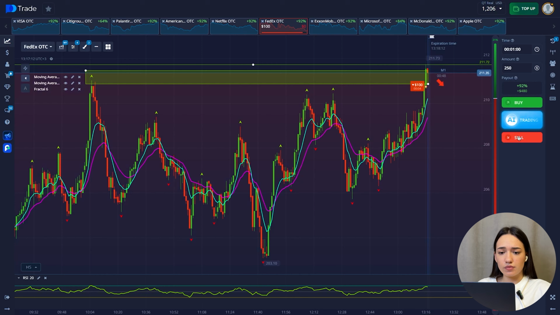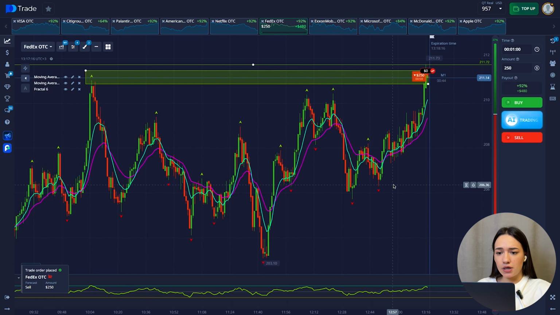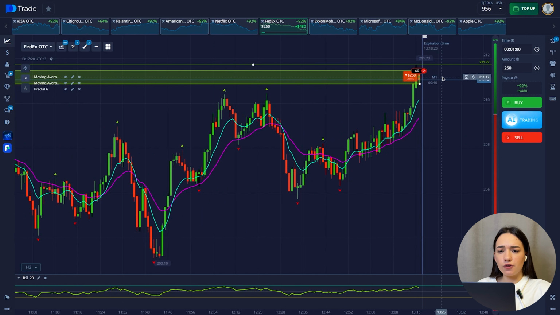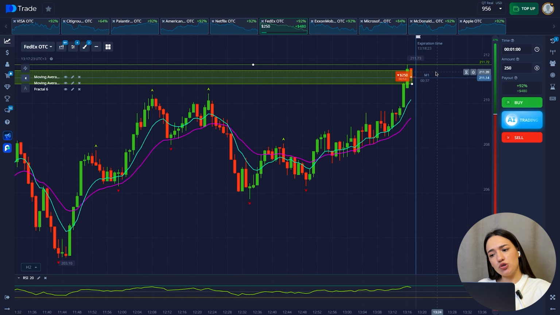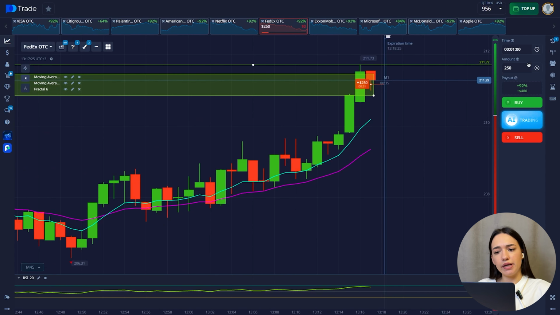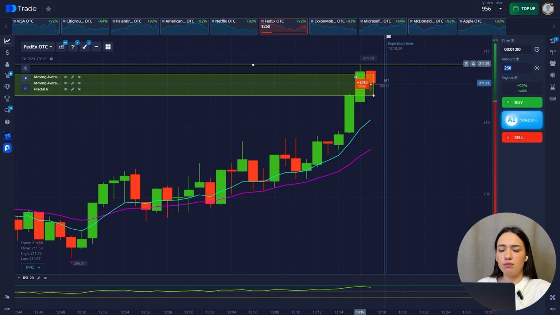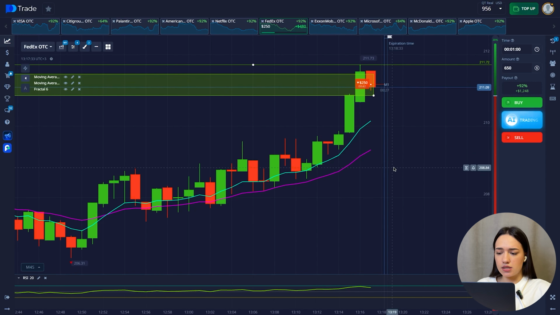And I'm opening an additional position now. Maybe I entered the first one a bit too early. I should have waited for the next candle instead of just jumping mid move. But I will do that next time.